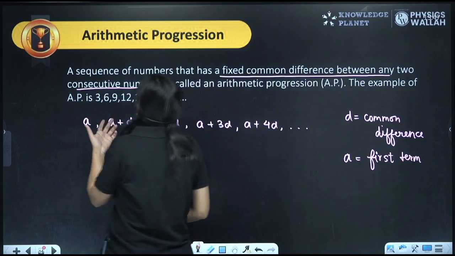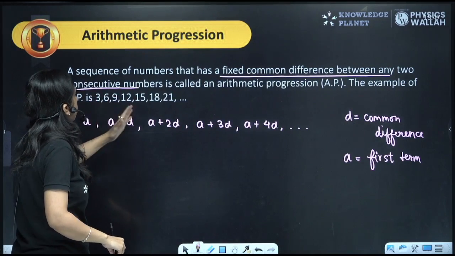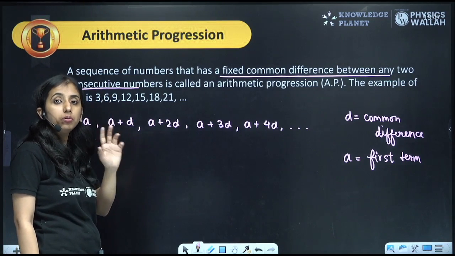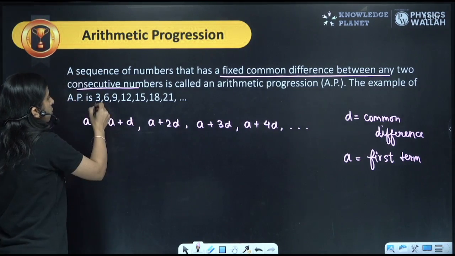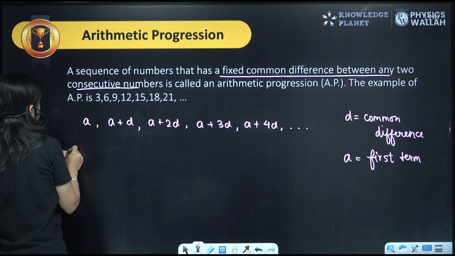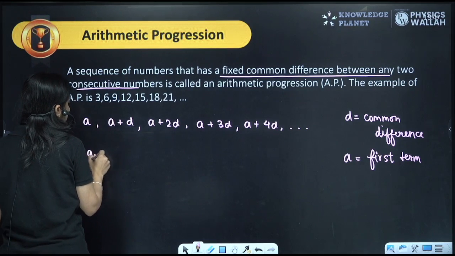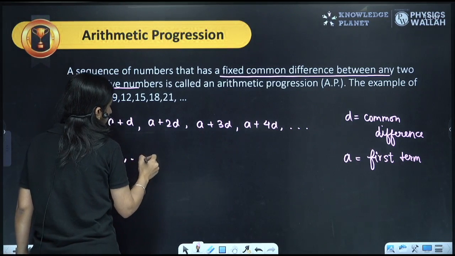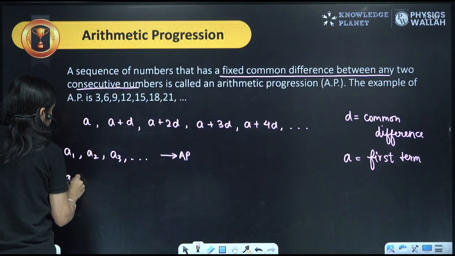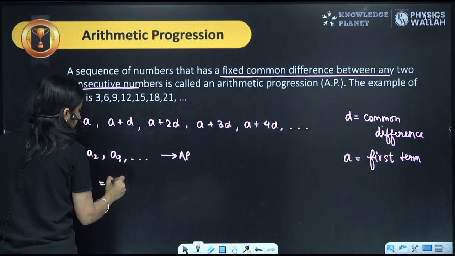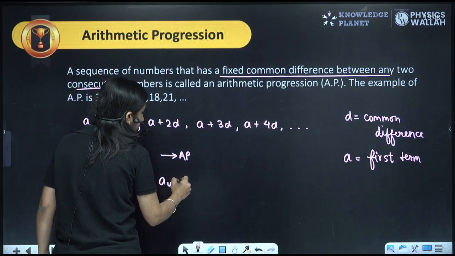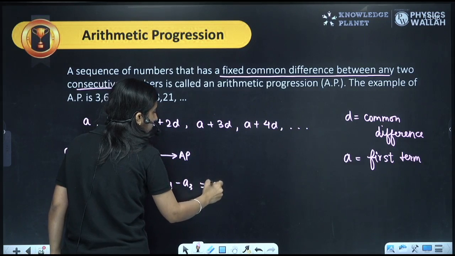Now see, an example is 3, 6, 9, 12. Each number has a difference of 3 from the previous one. So 3 plus 3 is 6, 6 plus 3 is 9, 9 plus 3 is 12. So if a1, a2, a3 form an AP, then a2 minus a1 is equal to a3 minus a2 is equal to a4 minus a3 is equal to d.